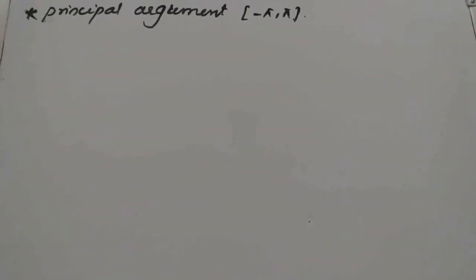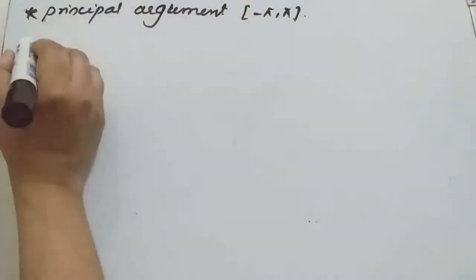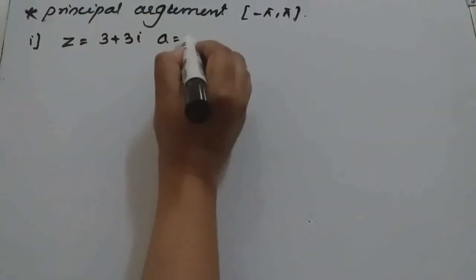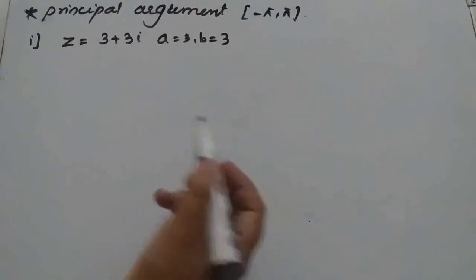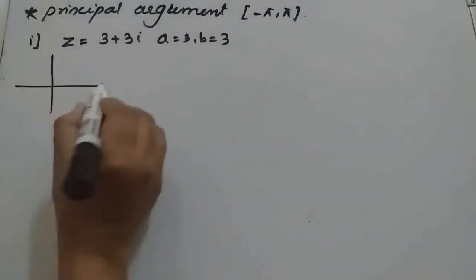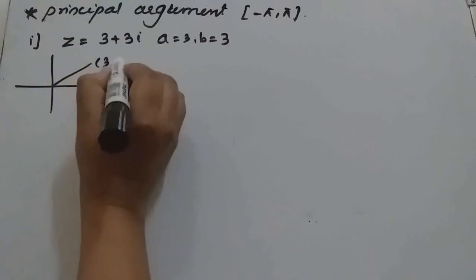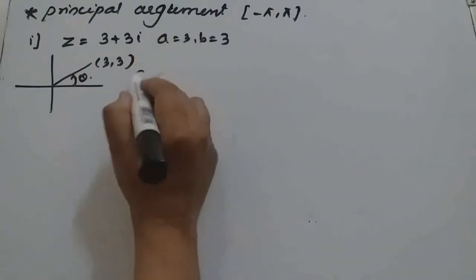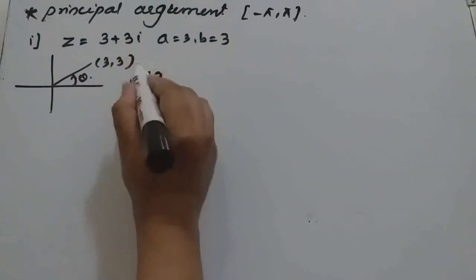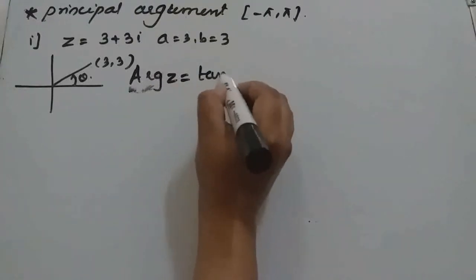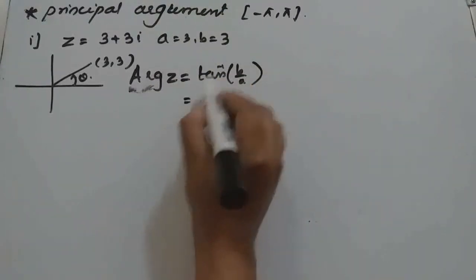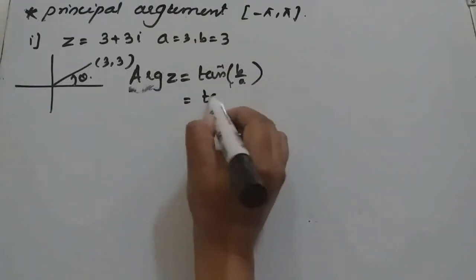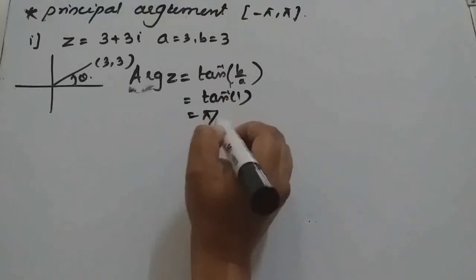For principal argument also consider 4 cases. Suppose z is 3 plus 3i. So a is 3 and b is also 3. That means this complex number is in the first quadrant, 3 comma 3. So simple theta. So argument of z, the principal argument, is tan inverse b by a. Here also if you put mod, no problem because both are positive. So tan inverse 1, that is pi by 4.